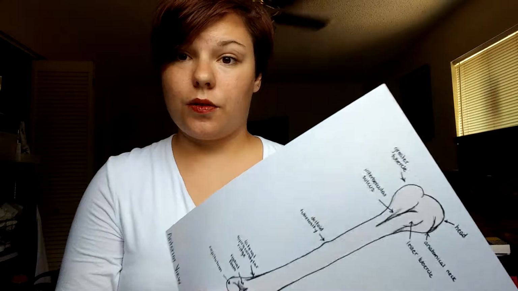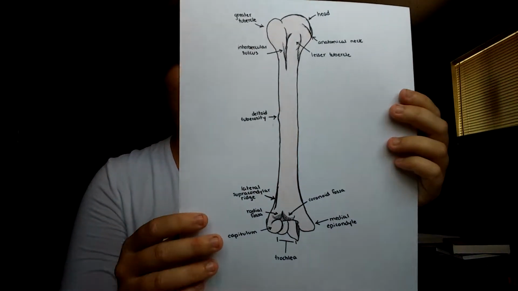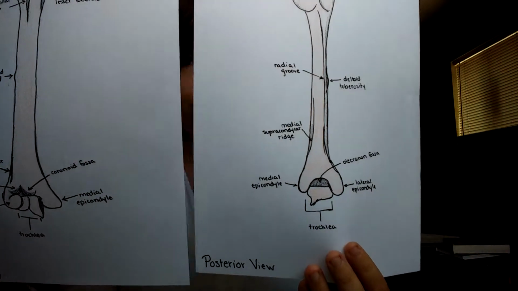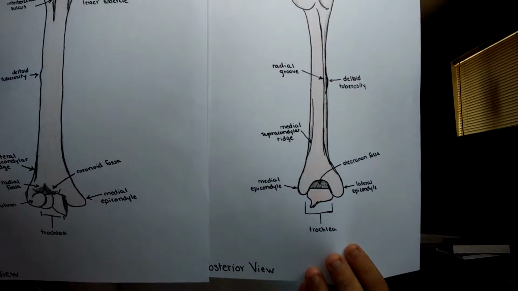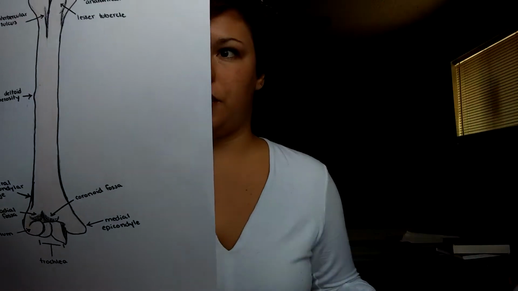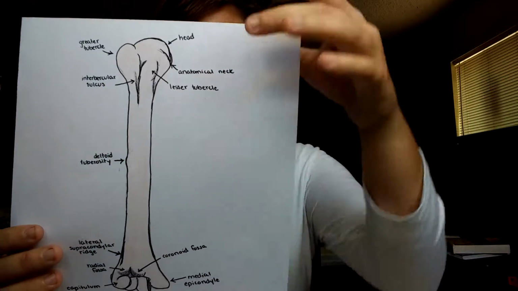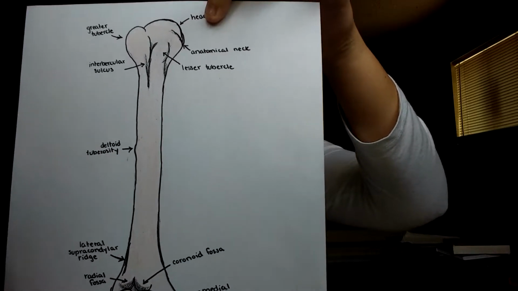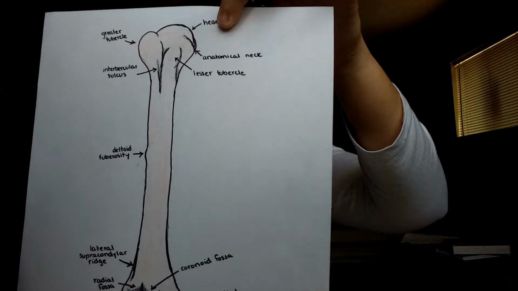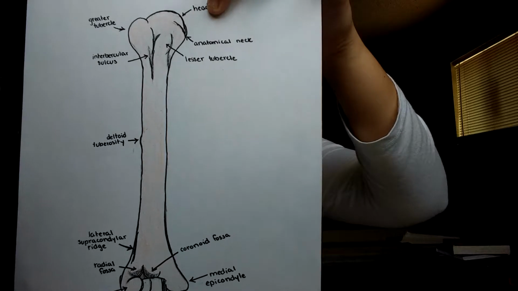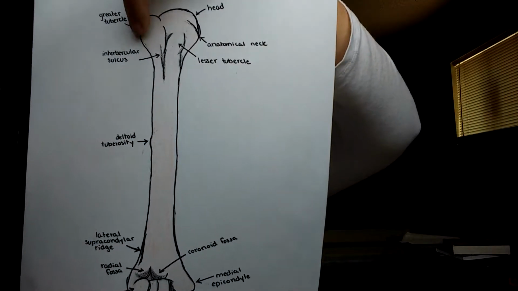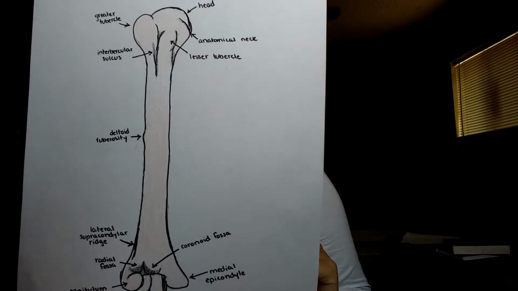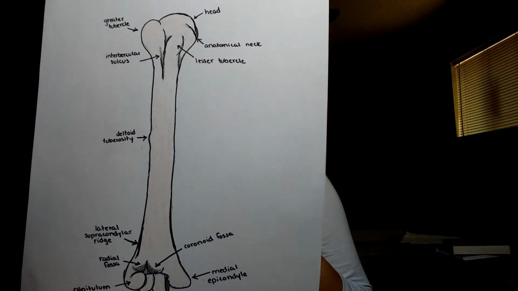We're going to start with talking about the humerus, the anterior and the posterior view of the humerus, and the points that you would need to know. So first, you have the head of the humerus. The head of the humerus articulates with the glenoid cavity of the scapula to form the glenohumeral joint. Then you have the greater and lesser tubercles, which are attachment points for muscles that go across the shoulder joint.